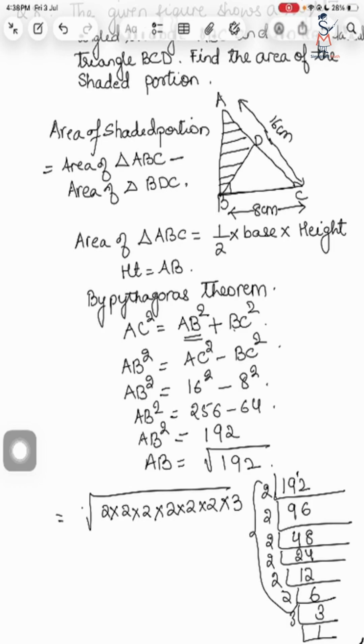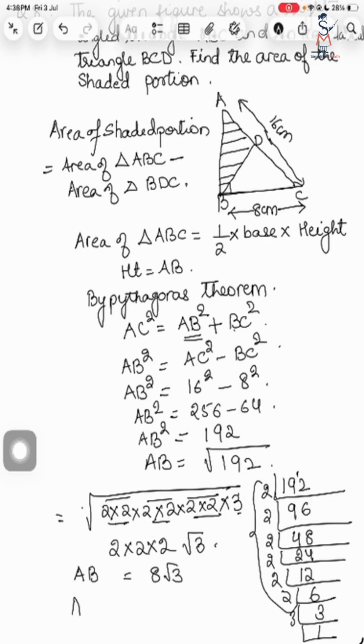Now what we do, we make pairs of the numbers. So these are pairs, 3 is left alone. Out of each pair we take one number outside. So 1 2 from here, 1 2 from here, 1 2 from here. 3 has no pair, that means it stays under the root. So 2 2s are 4, 4 2s are 8. 8 root 3 is AB.